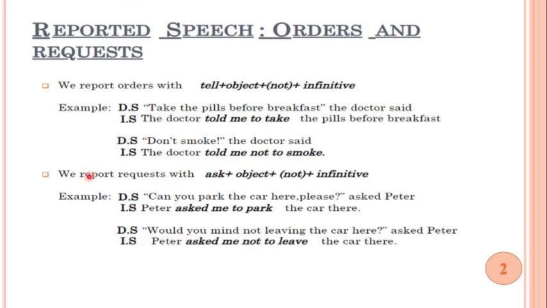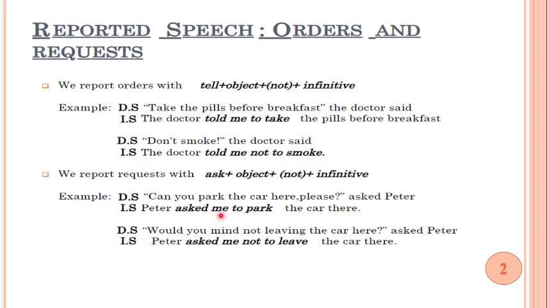The next one we discuss is the reported request. Normally the verb used here is ask, still with the object, and after that not to infinitive if it is a negative request, and if it is positive, without not. Like the examples, direct speech here: can you park the car here please? This is about asking, so it is a request. Peter asked me to park the car there.